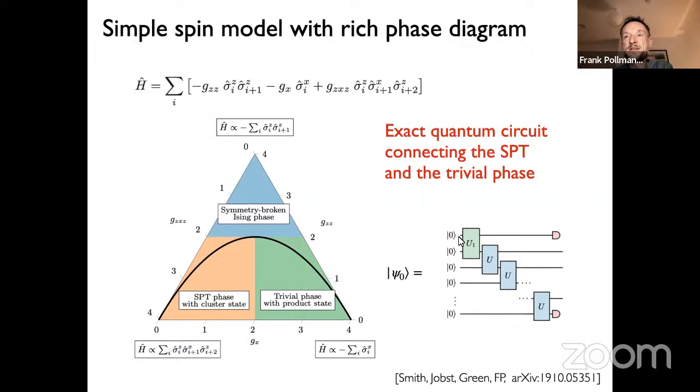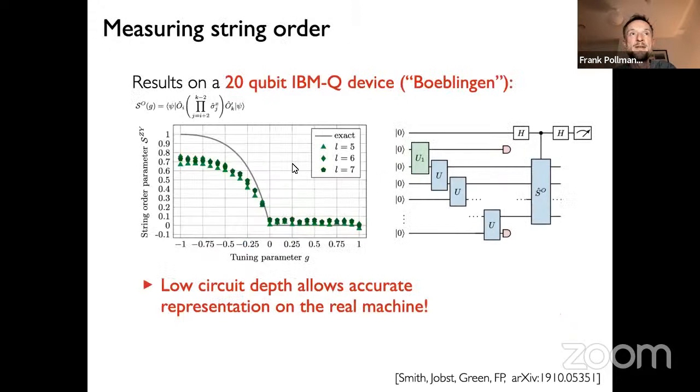All we have to do is run this sequence of a few gates on a quantum computer, and we obtain the ground state for this Hamiltonian. Then we can perform measurements on this state that we created to diagnose, for example, the phase transition or different order parameters. And this is exactly what we did. So we used, in this case, a 20 qubit IBM quantum computer.